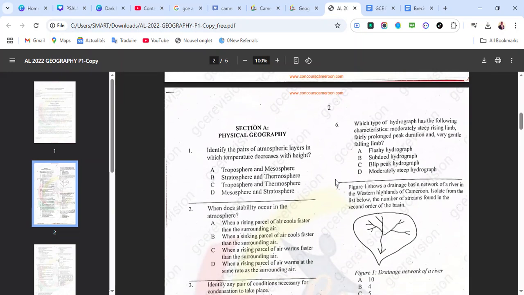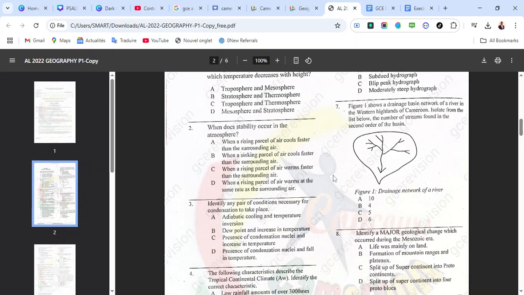Question 6. Which type of hydrograph has the following characteristics? Moderately steep rising limb, fairly prolonged peak duration, and very gentle falling limb. Correct answer for 6 is B, which is subdued hydrograph.